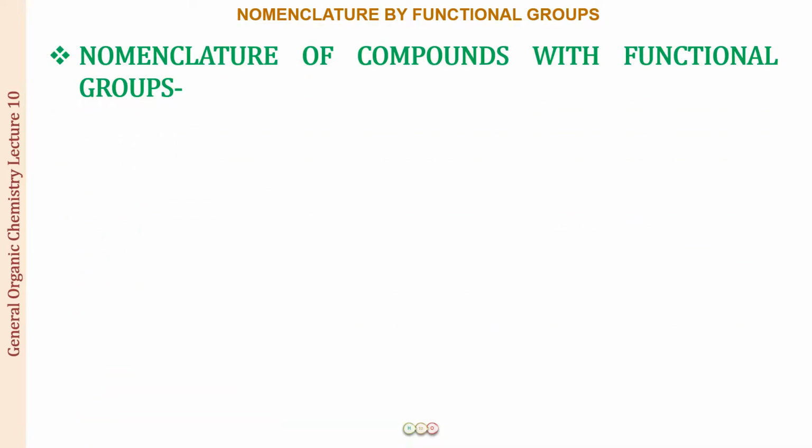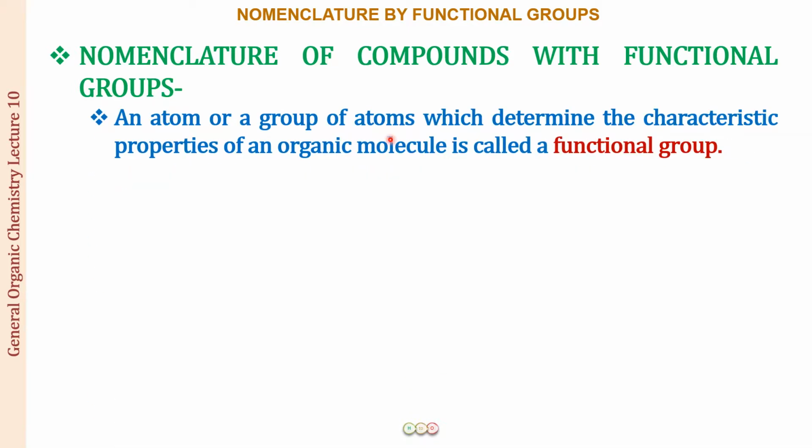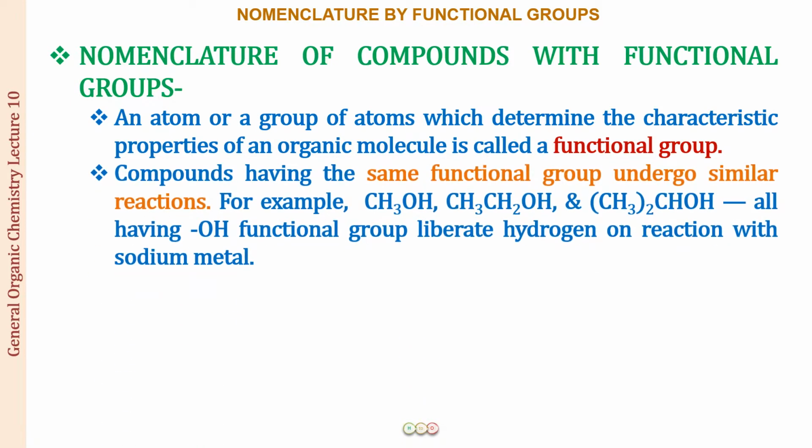In the discussion on the nomenclature of compounds with functional groups, the first thing we learn is what a functional group is. An atom or a group of atoms which determines the characteristic properties of an organic molecule is called a functional group. And when compounds have the same functional group, they have similar reactions.